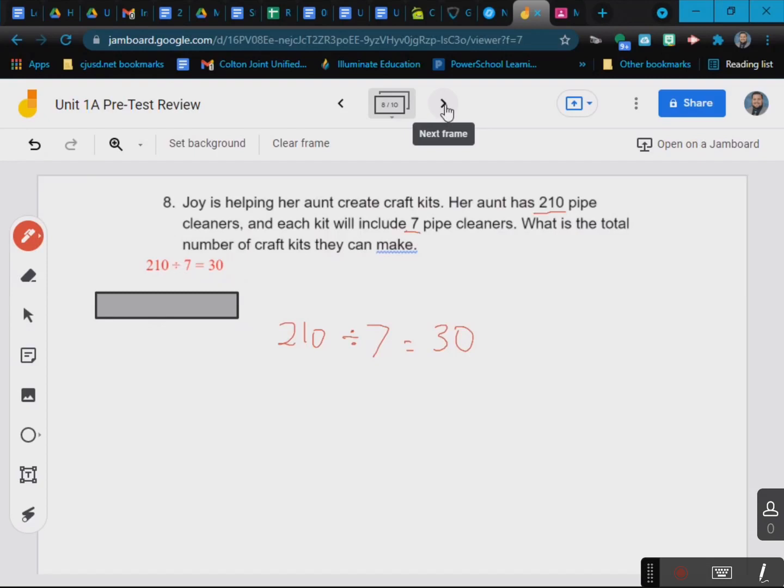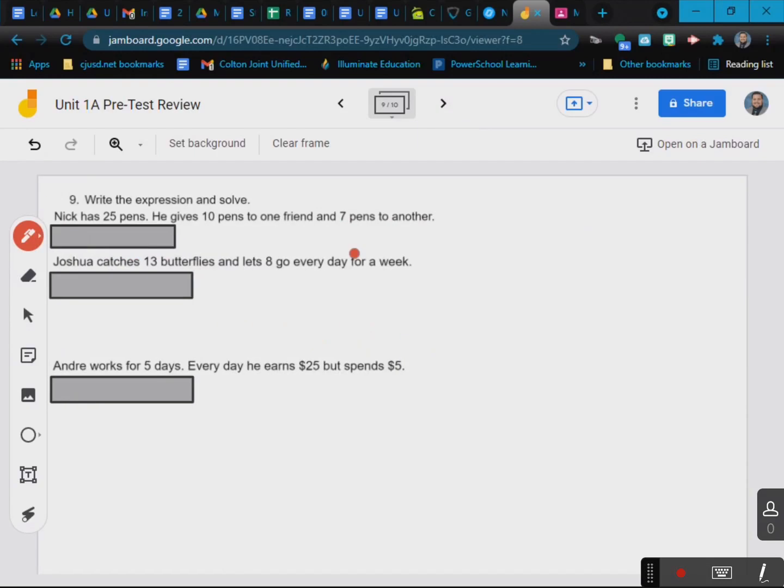All right, so number 9, you get 3 different ones. You got to write the expression and solve. So the first one, Nick has 25 pens. I'm going to take 25. He gives 10 pens to one friend and 7 pens to another. You could do 25 minus 10 minus 7.